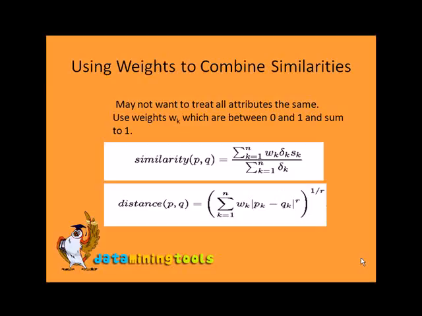Using weights to combine similarities. Similarity of P and Q is given by this formula and distance of P and Q is given by this. Using weights wk, which are in between 0 and 1 and sum is set to 1.